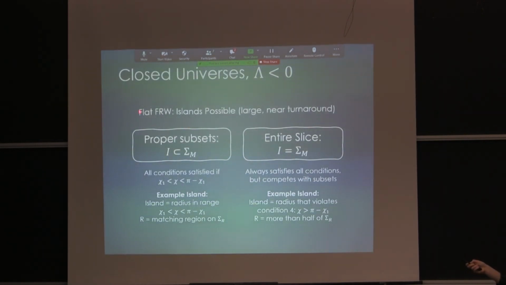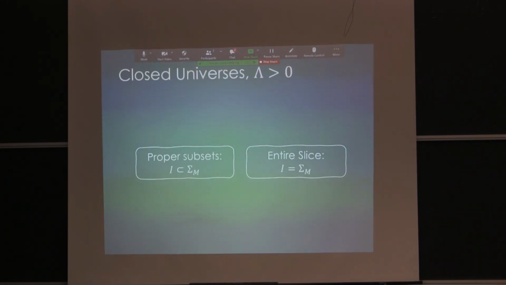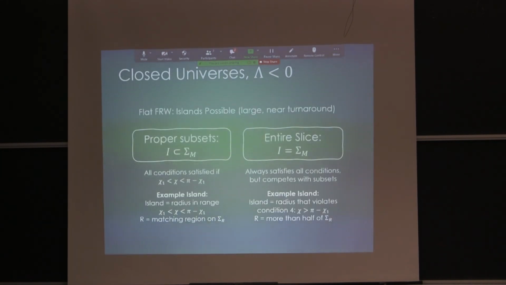Oh yeah, also, here's for reference. For the flat FRW analysis with lambda less than 0, they did find that islands were possible if they were large and near the turnaround time. It's like a continuation of the flat FRW, so the curvature still has to be much smaller than lambda, or T lambda has to be much smaller than the turnaround time, which is dictated by the fact the universe is closed. If T lambda is too large, then you just get the results from lambda 0, which is no islands.